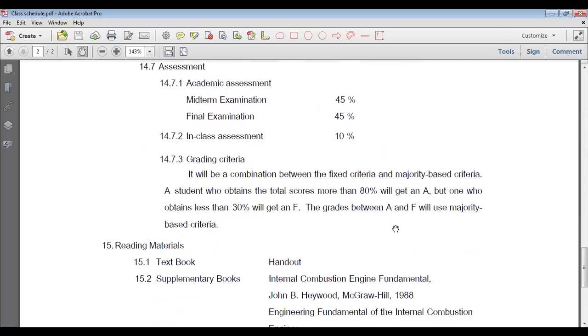Okay. The grading criteria, I think most of you are concerned. It's very clear cut here, right? When you read the grading criteria here.